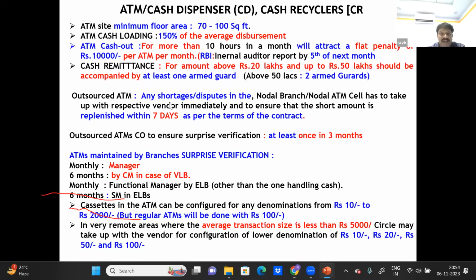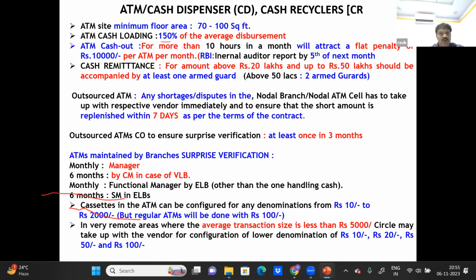Then ATM cash loading, very important. A new change has happened here. The earlier answer is different. I don't want to confuse you, though I remember the old answer also. Now, ATM cash holding should be 150% of average disbursement. 150 is very, very important. For example, if your ATM cash usage by customers is 2 lakhs, you should put 3 lakhs.